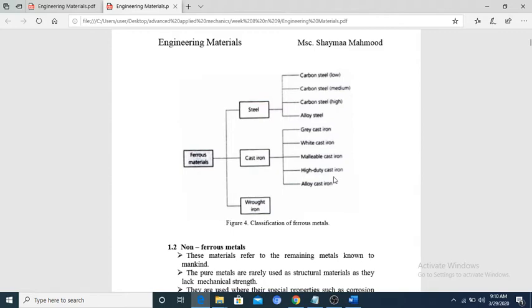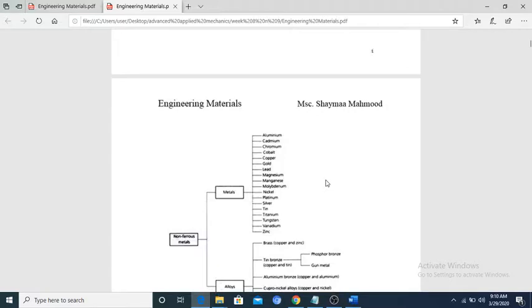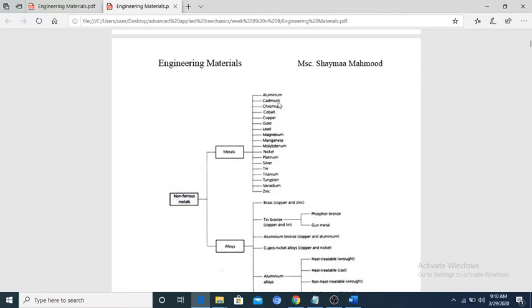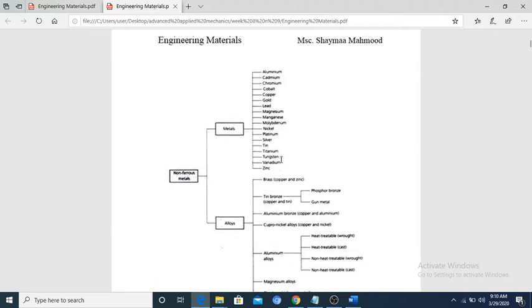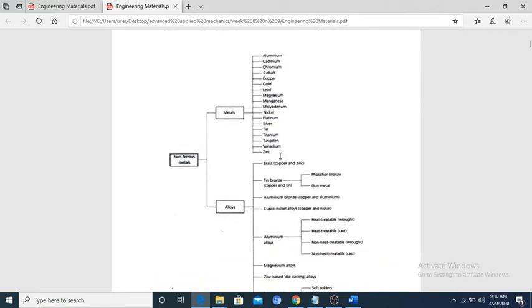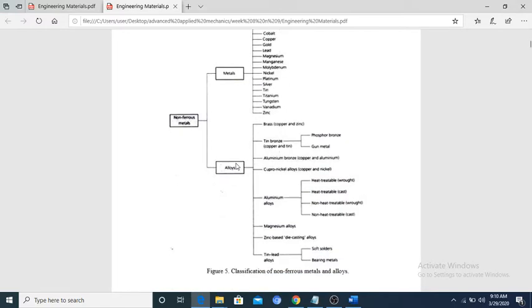Non-ferrous metals consist of metals and also alloys. Yeah. For metals we have aluminium, cadmium, chromium, cobalt, copper, gold, lead, magnesium, manganese, molybdenum, nickel, platinum, silver, titanium, tungsten, vanadium, and zinc. Alloys consist of brass, tin bronze, aluminium bronze, copper nickel alloys, aluminium alloys, magnesium alloy, zinc base die casting alloy, and tin lead alloys.